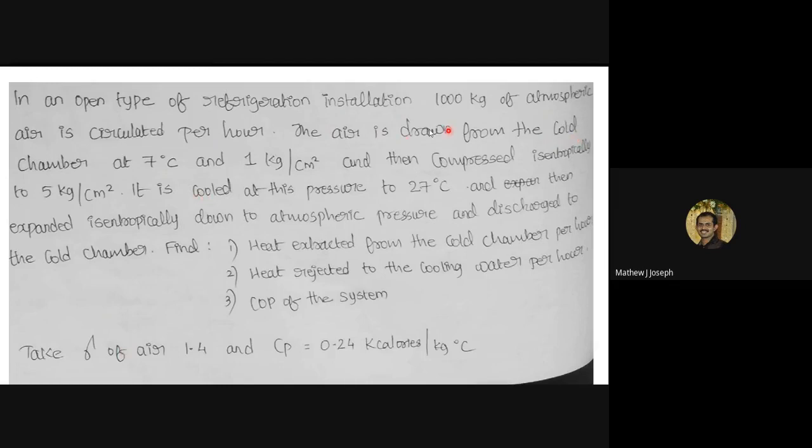The air is drawn from the cold chamber at 7 degrees Celsius and 1 kilogram per centimeter square. So, what is this 1 kilogram per centimeter square? It is the pressure term, kilogram per centimeter square, that is per unit area. It is the pressure term.